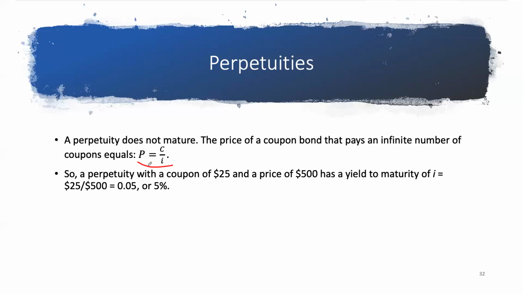Okay? So a perpetuity which has a coupon of $25, so C here is $25, and a price of $500 will have a yield to maturity of about 5%, right? So P here is 500. If I plug in 500 here, and this is 25, so that's 25 over 500, which is 0.05 or 5%.